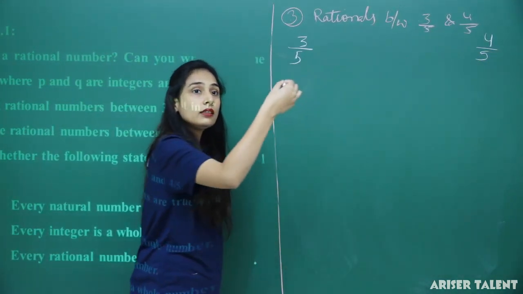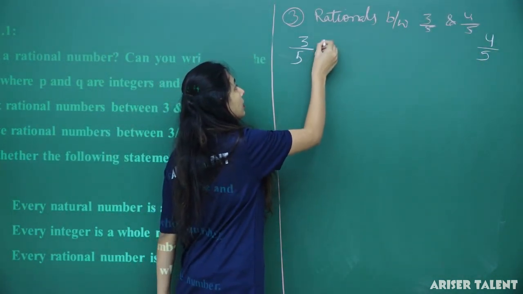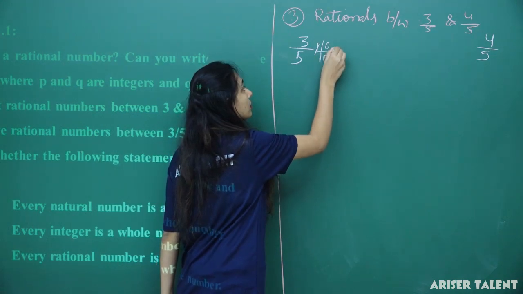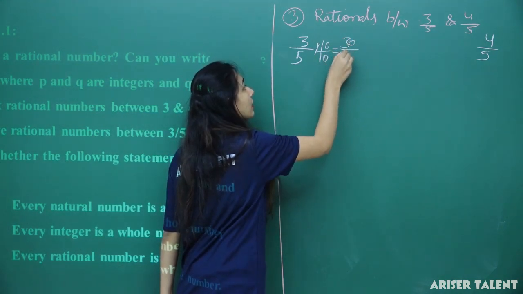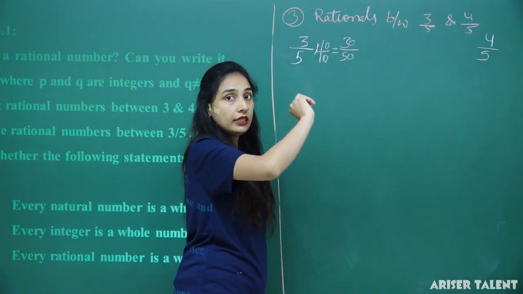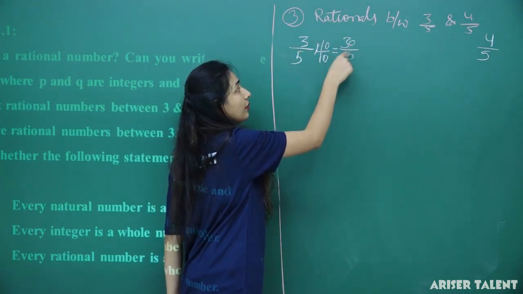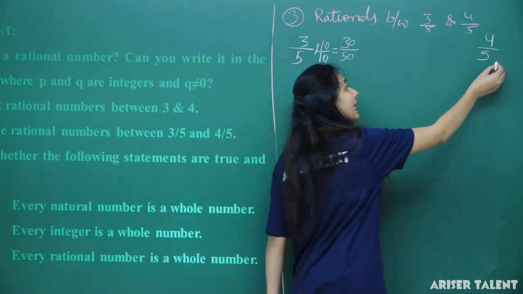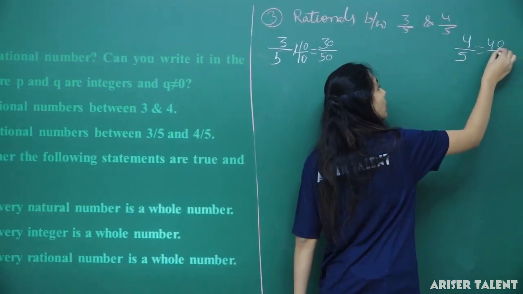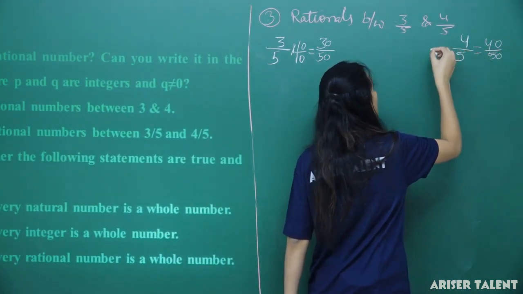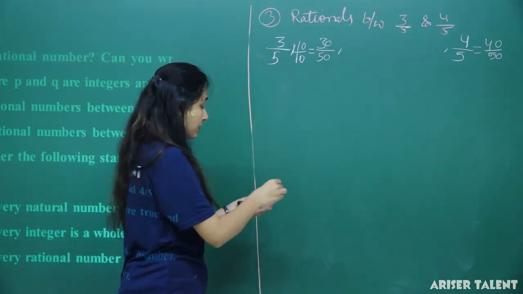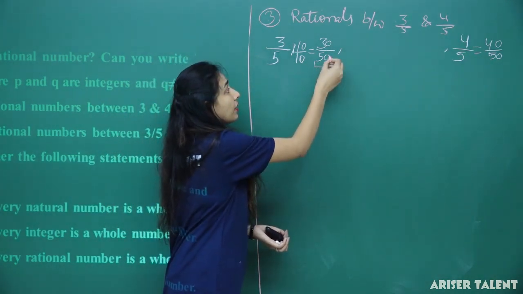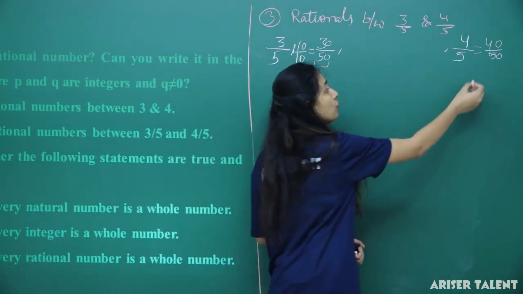Now multiply these with 10 and you will get 30 by 50. The same will be the value here, 3 by 5, and the value of this will also be 3 by 5. After doing that, that will be 40 by 50. Now you have the same base, equal to 50 here and 50 here.